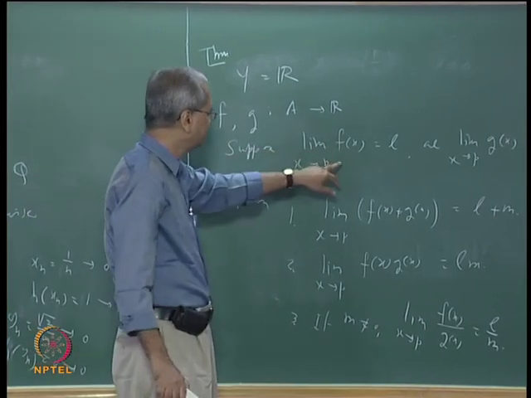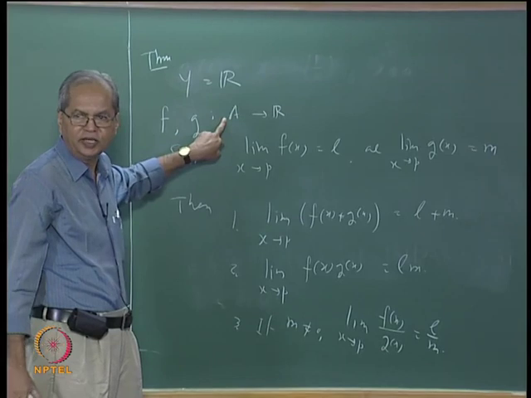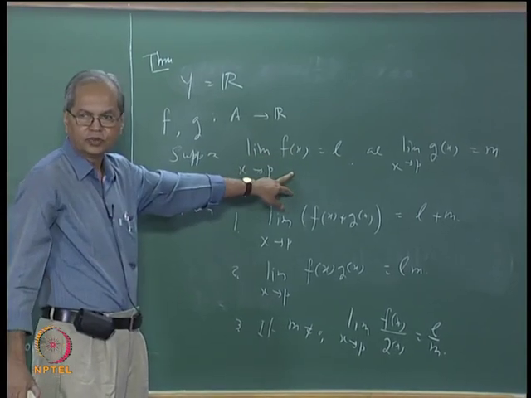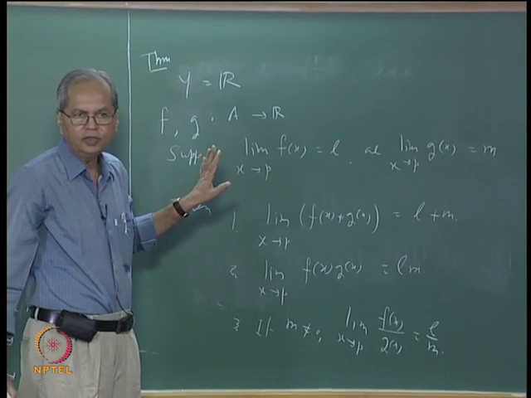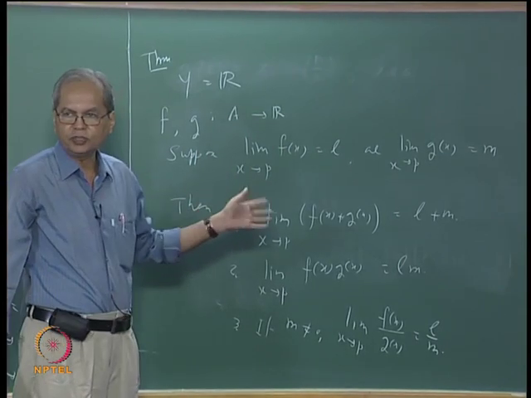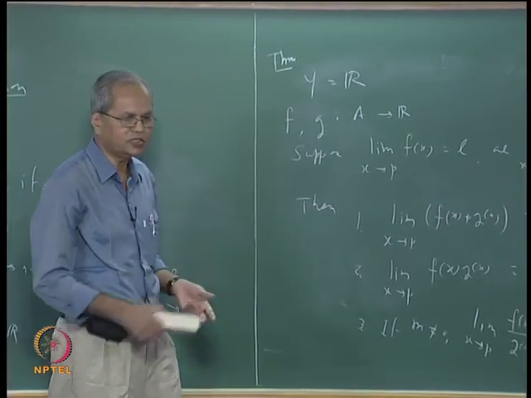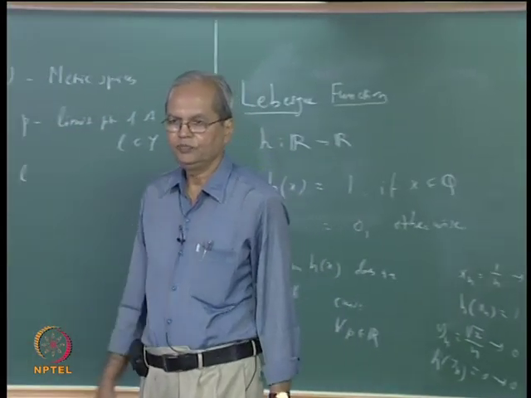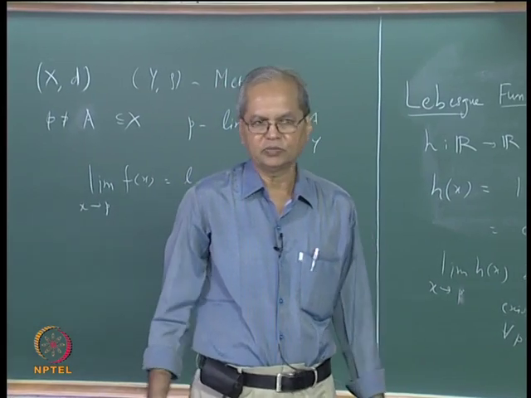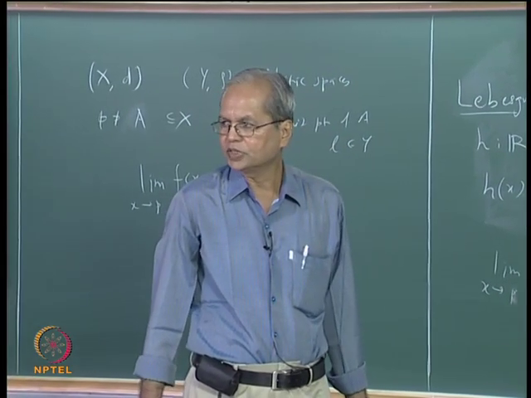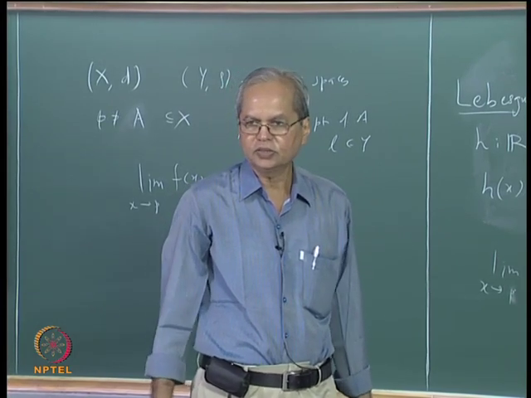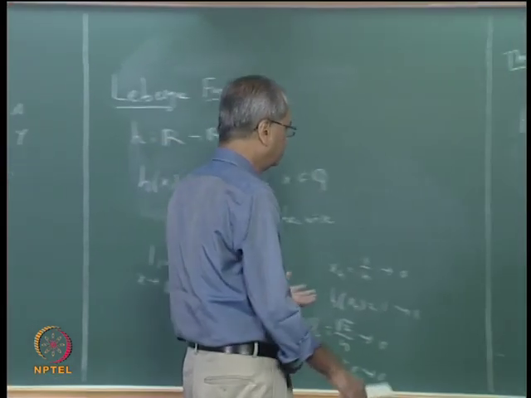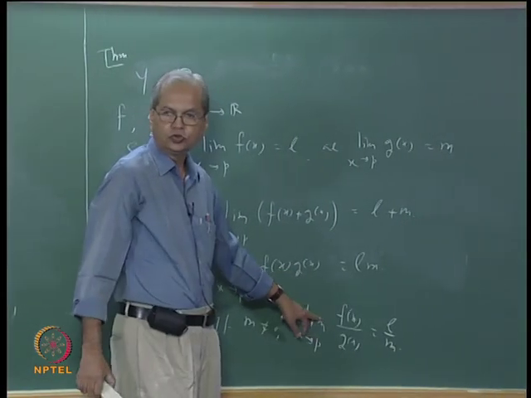We have said that this means that whenever you take any sequence of elements in A, let us say xn, whenever xn in A converges to the point p, f(xn) should converge to L and g(xn) should converge to m. Then f(xn) plus g(xn) should converge to L plus m. About the sequences, we already proved that the limit of the sum sequence is the same as the sum of the limits. Similarly, f(xn) into g(xn) should converge to L into m. So no new concept is involved. And similarly, if m is not equal to 0, then f(xn) divided by g(xn) should converge to L by m.